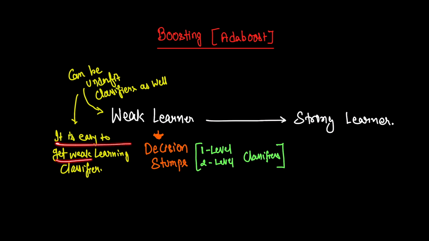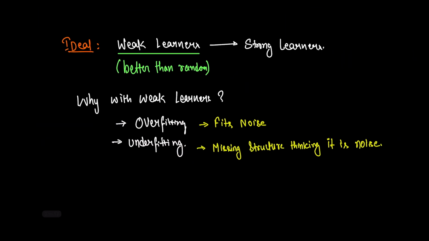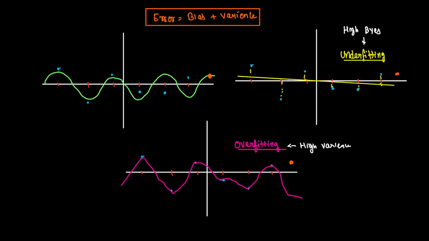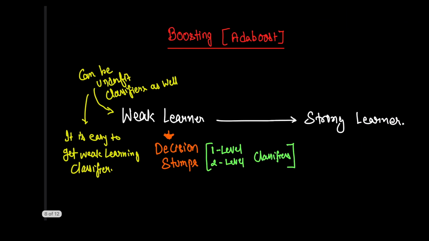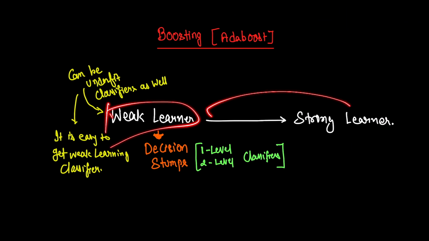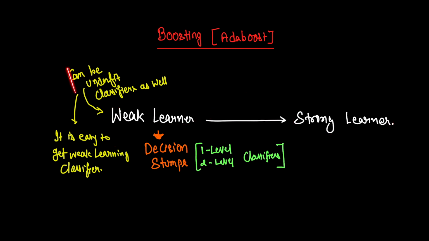It is easy to get a weak classifier, so underfit classifiers are there. Let's say I can start with a linear classifier. It is easy to get, as I showed you in the picture. This is a weak learner and we can easily get it, by regression or something. So starting with a weak learner, we will reach a strong learner. It allows underfit classifiers as well, and it is easy to find such a weak classifier.